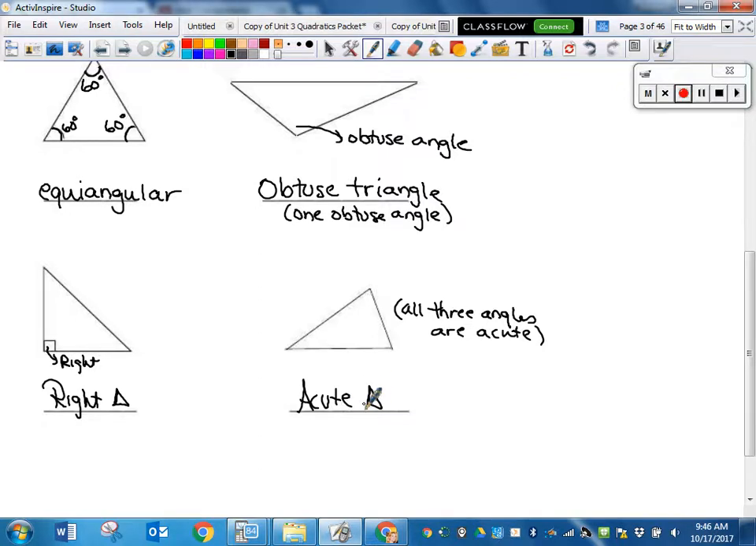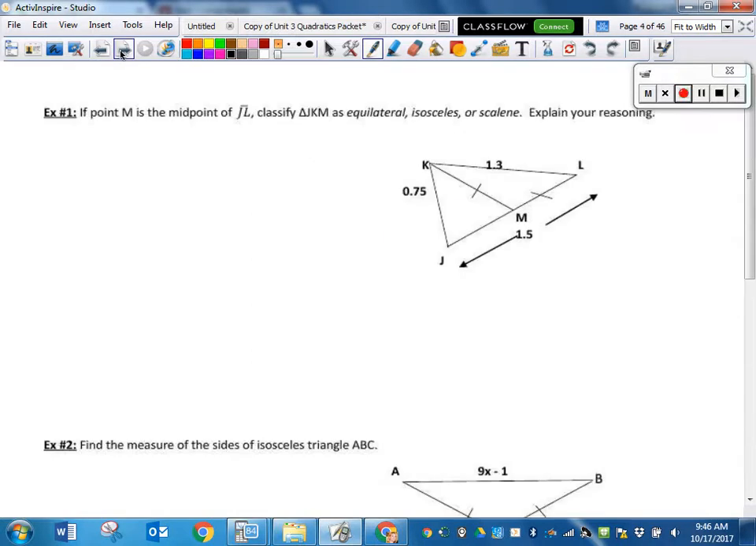All right, so that's the definitions of each of those. So you need to know the vocab and what goes with them. Again, if I'm trying to classify them because I know about angles, then I would name them based off of equiangular, obtuse, acute, or right. And if I'm trying to name it because I have information about the sides, then I would name it scalene or isosceles or equilateral based off the side information.